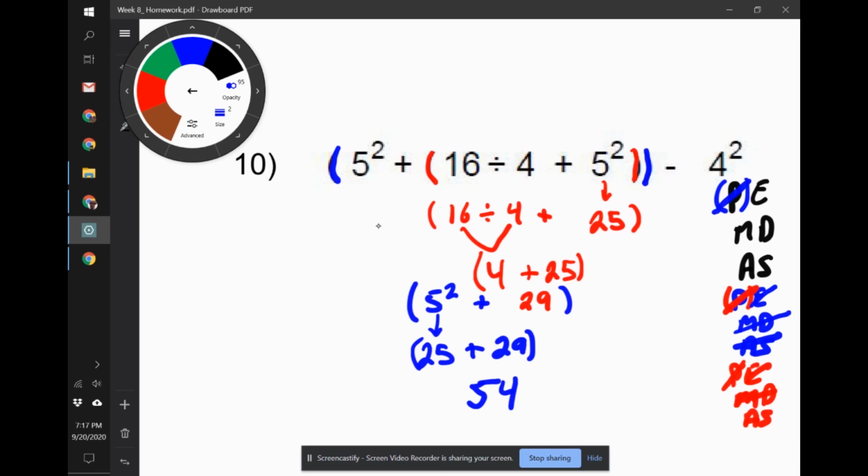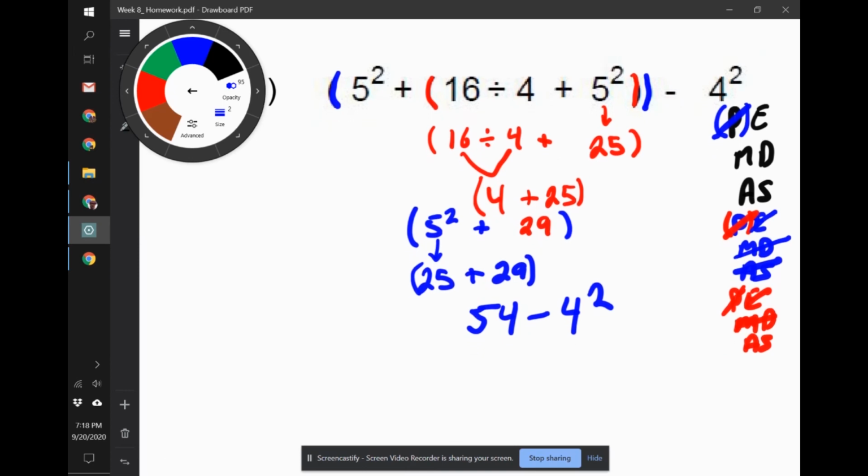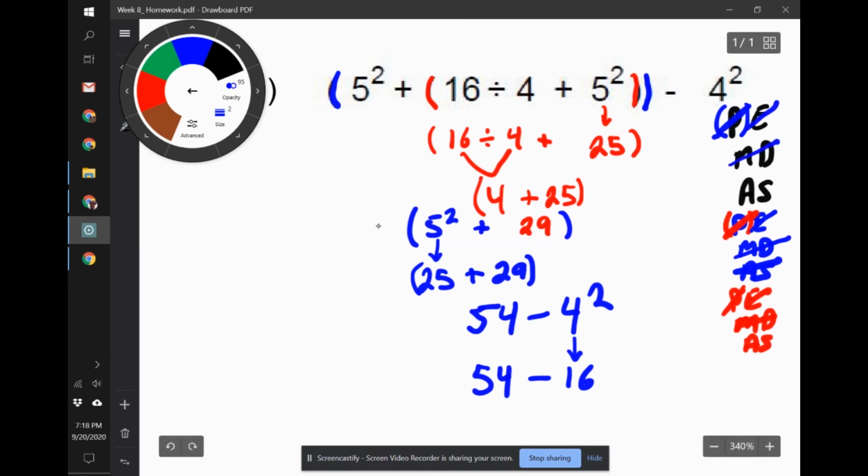Now we need to go through this PEMDAS. Exponents come first. So 4 squared is 16. And then done with that, no multiplication, division, but adding and subtracting. So we do need to do our subtraction. Final answer would be 38.